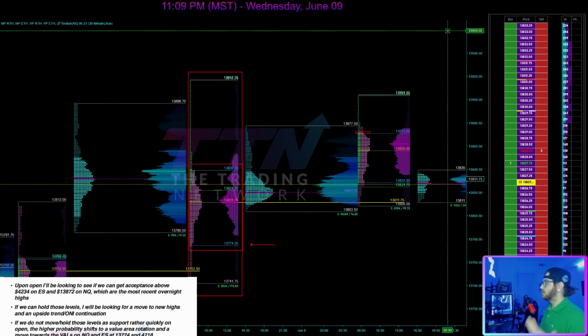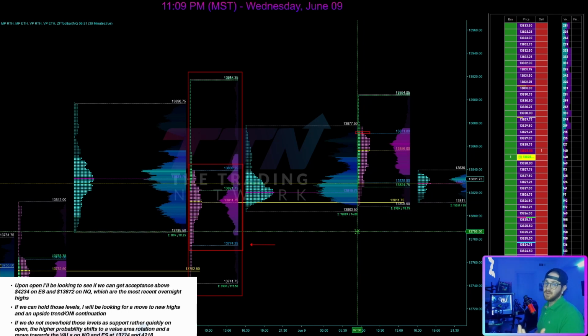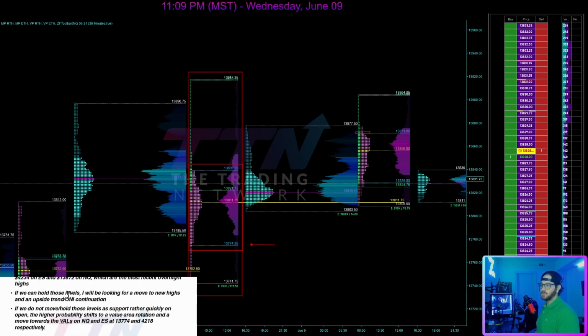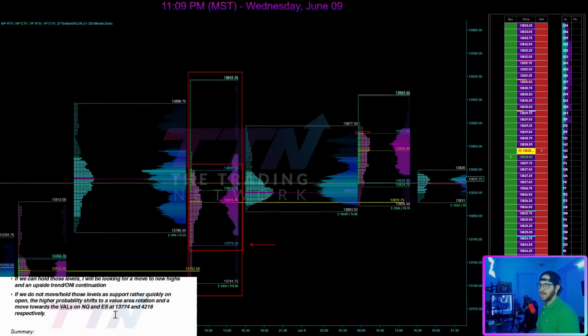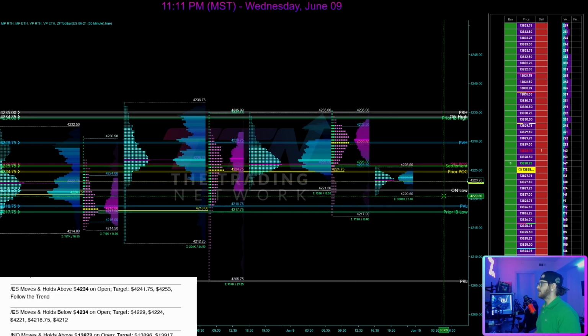But generally speaking, when you see this profile structure, when you see an open test drive to the downside, you don't even really need to have upside directional conviction for yourself until the market shows it to you. So once again, upon open, I was looking to see acceptance above those overnight highs, which we did not get. We did not move and hold those levels as support rather quickly on open, and the higher probability shifted to that value area rotation and a move toward the value area lows on NQ and ES at 13,774 and 42.18. All right, so moving into the line in the sand and the targets here.